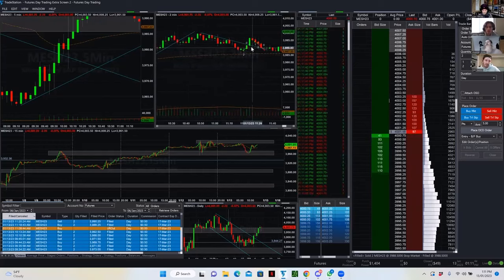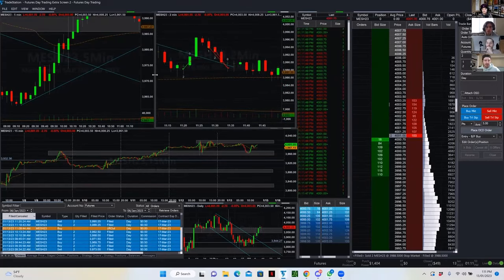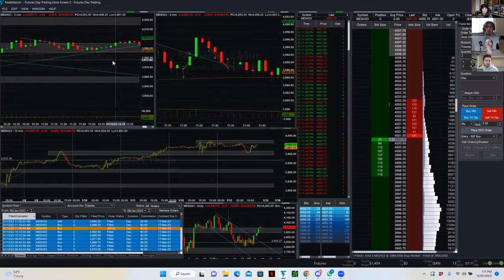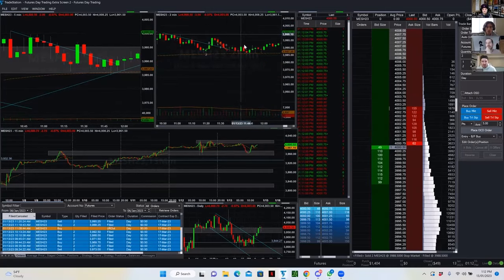Took a long off VWAP here and then decided to take a long at this trend break here, which was on the 5 minute. Where's it? Over here. Took a long here on this trend break and then stopped it at the low and then decided to just call it for the day. But overall, just taking too many trades for the most part.